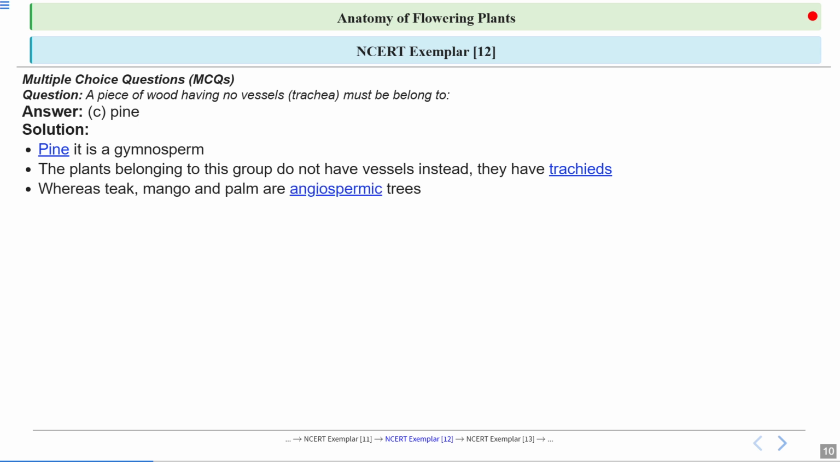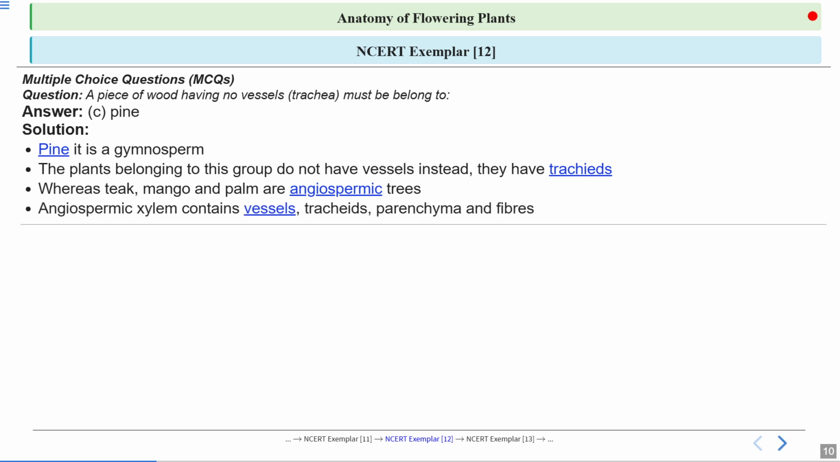As we all know, gymnosperms do not have any vessels. So here also, as pine is asked in the example, it does not have any vessels, but it does possess tracheids. Whereas teak, mango and palm are angiospermic trees, right? They are members of angiospermic plants, and they do have vessels and tracheids. Angiospermic xylem contains vessels, tracheids, parenchyma and fibers, the 4 different components.